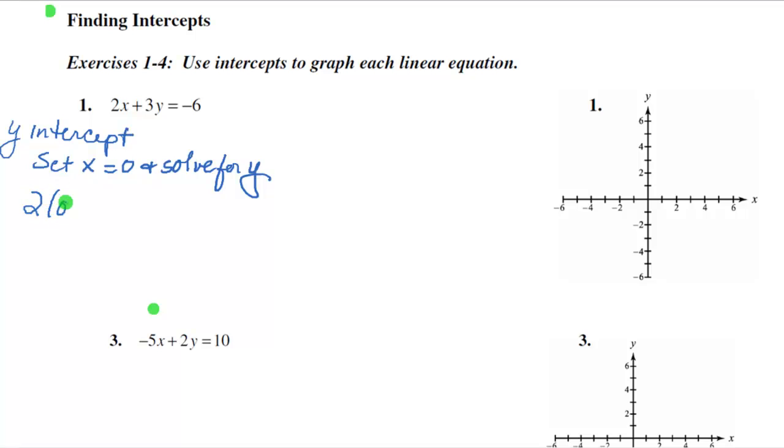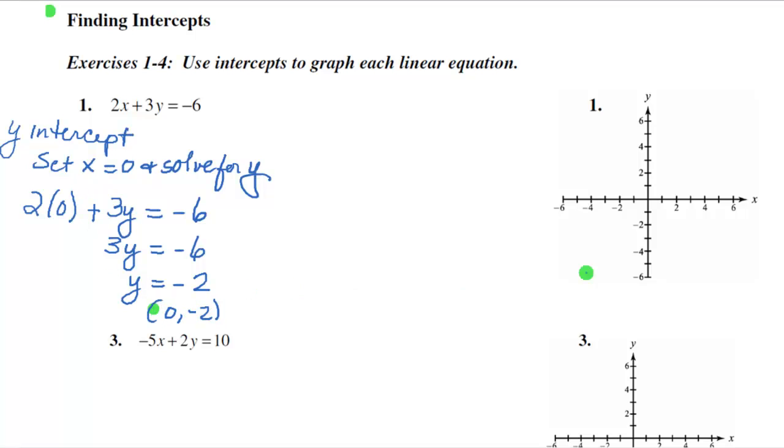So I'm going to substitute 0 where x is, so 2 times 0 plus 3y equals negative 6. Of course, 2 times 0 is 0, so we get 3y equals negative 6, and dividing by 3, we get that y equals negative 2. So the coordinates of the y-intercept are (0, negative 2). Let's go ahead and graph that. It makes sense that it would lie on the y-axis, because that's why it's called the y-intercept.